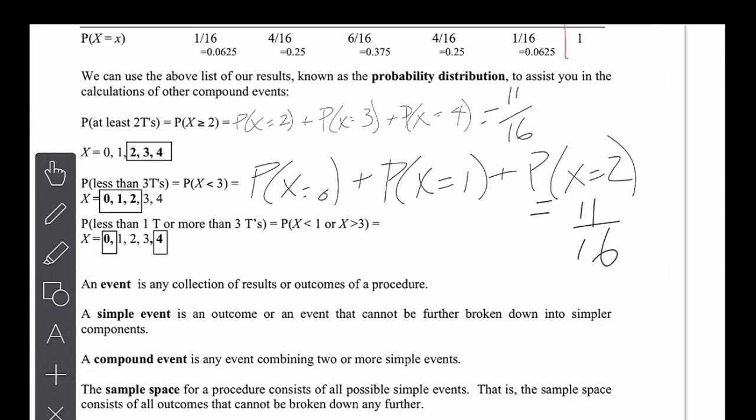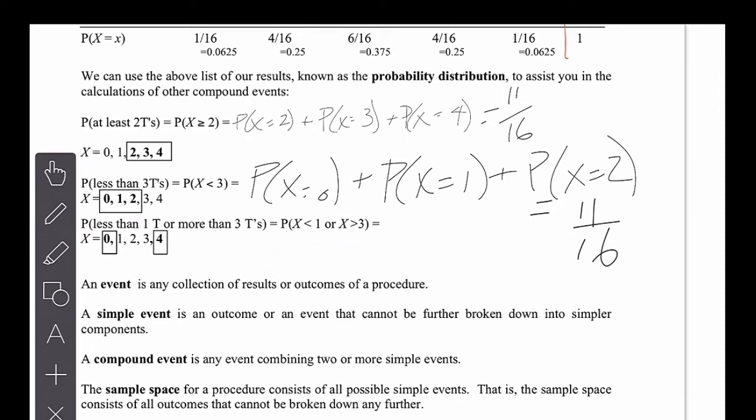And finally, less than 1 tail or more than 3 tails. You can write it like that. You can express it by listing the possible outcomes of X and then identifying the ones you need to calculate. Or you can show the probability form of the solution. So this is what I'm looking for.